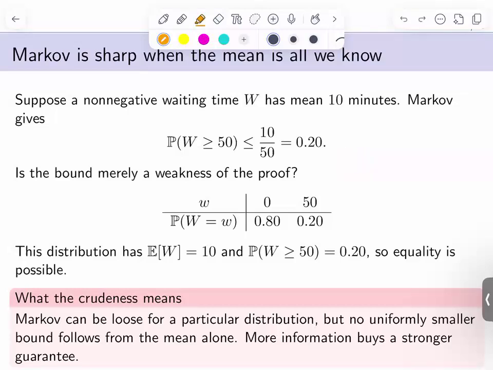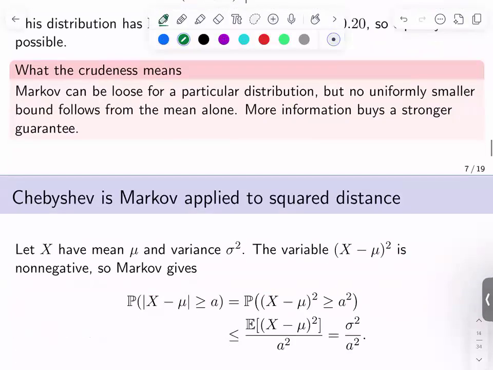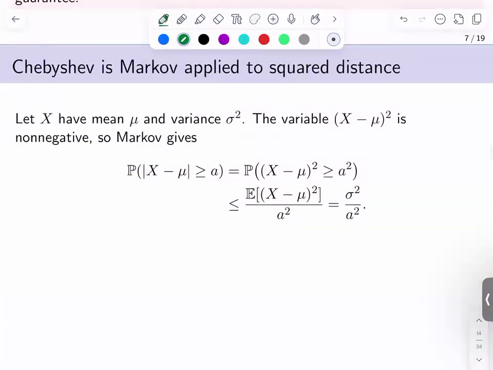Can there be, for example, a 3-point distribution that achieves the equality? Let's think about it. Okay, any other questions? No other question.